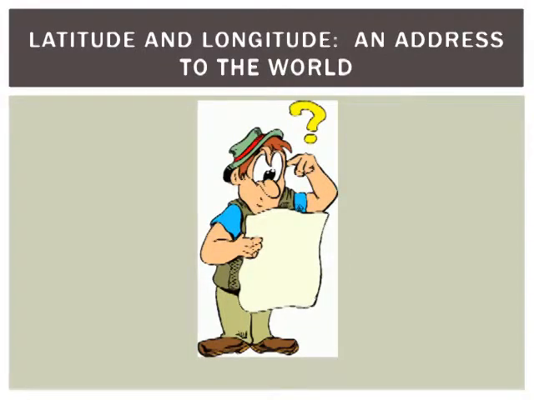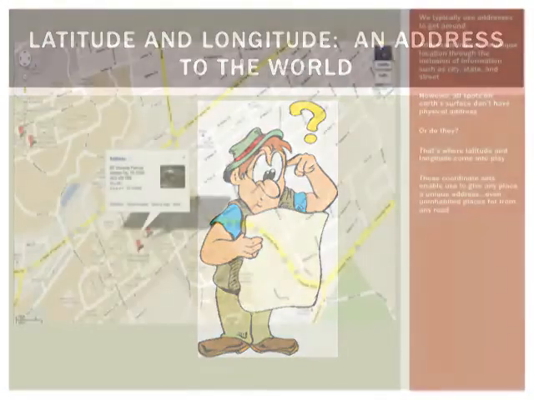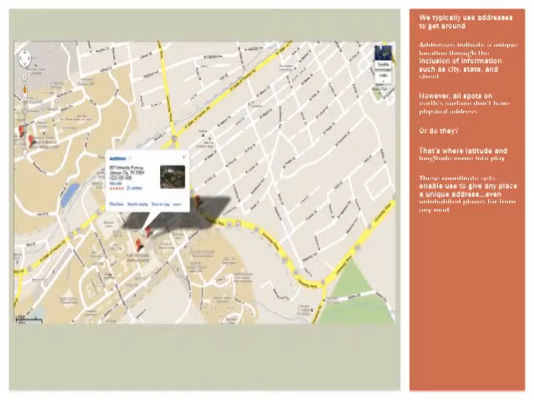I would like to take a few moments to discuss latitude and longitude. With that being said, I feel this is important because latitude and longitude enables us to locate any spot on the planet. Now, traditionally, we navigate our environment with addresses. In this case, you can see the address for East Tennessee State University located here.